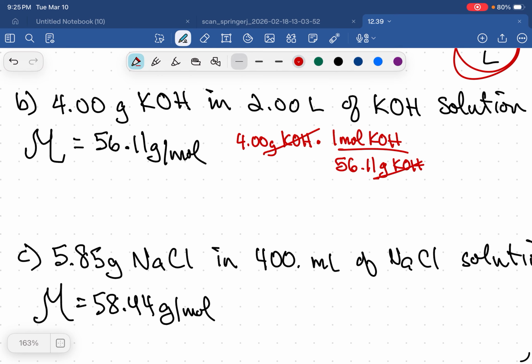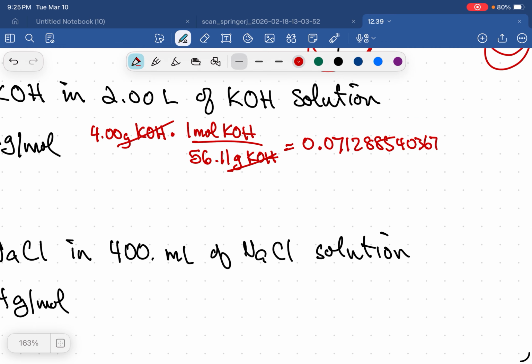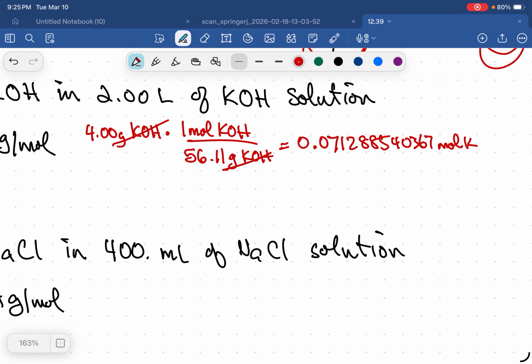Grams of KOH, this is kind of like stoichiometry, right? It's a step in stoichiometry. It's not stoichiometry, but it is a step in stoichiometry. So it is very familiar to you. 4 divided by 56.11, I get 0.07128854036 moles. And we're putting that in 2 liters of solution, so we'll divide that by 2 liters.